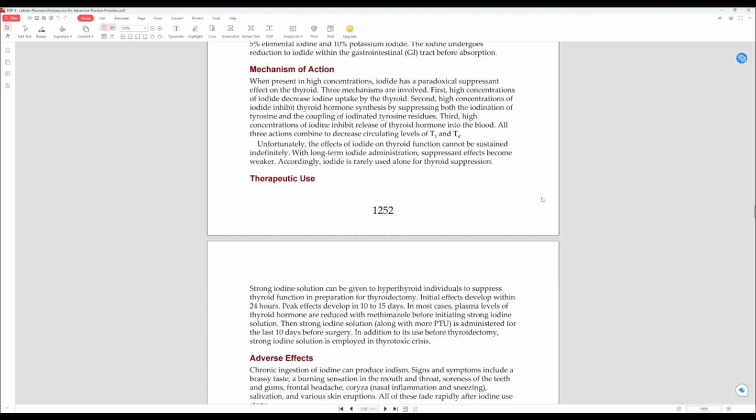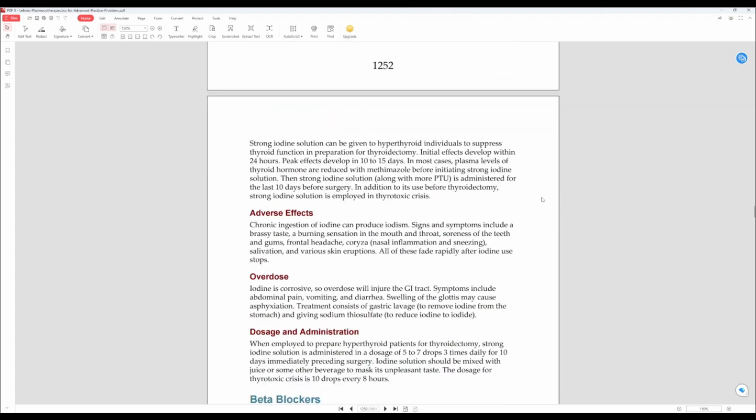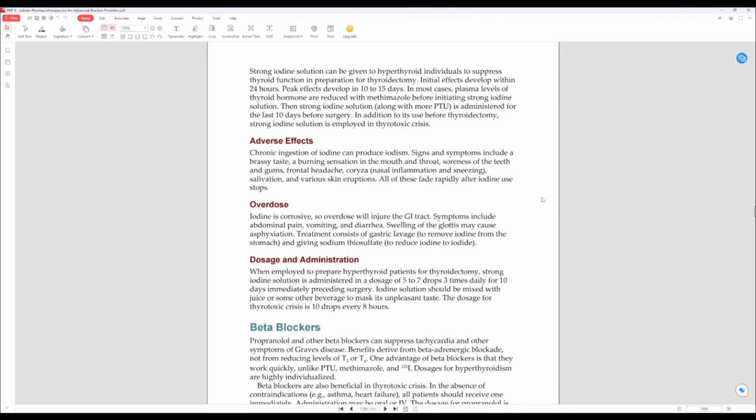Unfortunately, the effect of iodide on thyroid function cannot be sustained indefinitely. With long-term iodide administration, suppressant effects become weaker. Accordingly, iodide is rarely used alone for thyroid suppression. It does, however, have its own therapeutic use. Strong iodine solution can be given to hyperthyroid individuals to suppress thyroid function in preparation for a thyroidectomy.